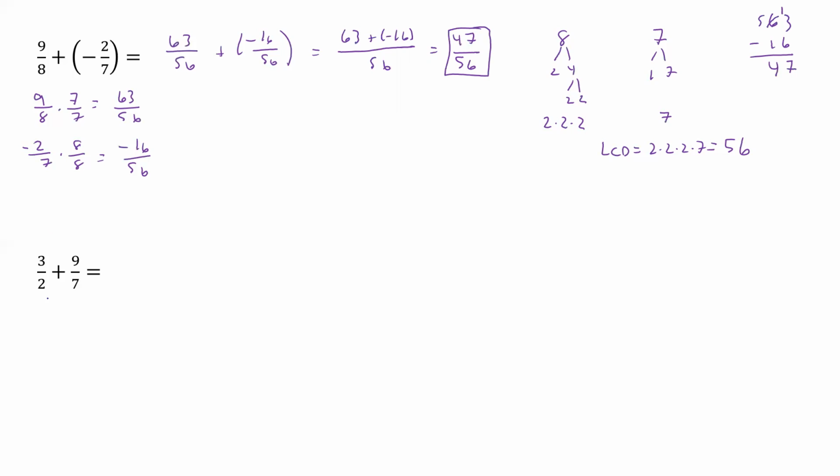Well, this one, we have a 2 and a 7. That one's pretty easy. So 3 over 2 times 7 over 7 is going to give us 21 over 14. And 9 over 7 times 2 over 2 is going to be 18 over 14. So we have 21 over 14 plus 18 over 14. So that's 21 plus 18 all over 14.